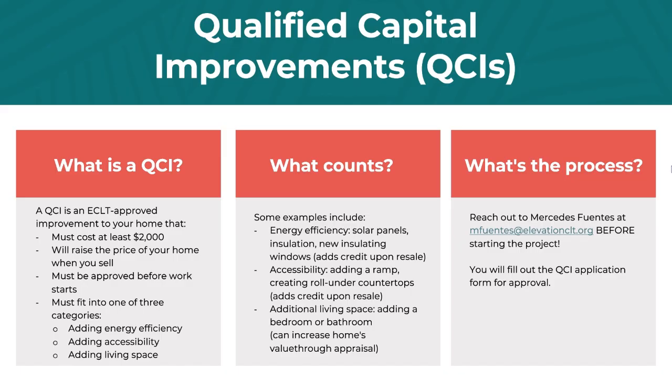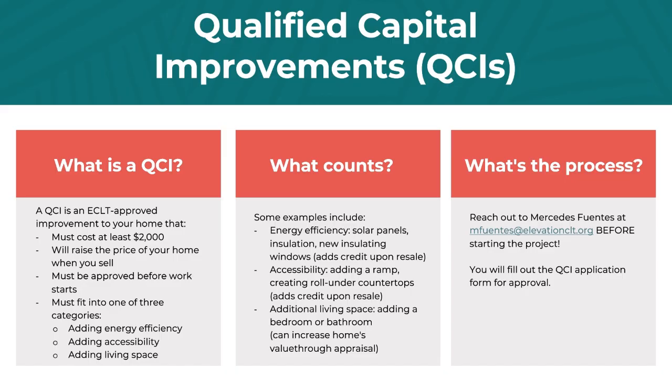The first topic that we're going to cover for you as a homeowner is going to be a QCI, or Qualified Capital Improvements. A QCI is an ECLT approved improvement to your home that has a couple steps that you need to go through in order to do it. So a QCI must cost at least $2,000. It will raise the price of your home when you go to sell your home. It must be approved by ECLT before the work starts, and it has to fit into one of three categories: either adding energy efficiency, adding accessibility, or adding living space to your home.